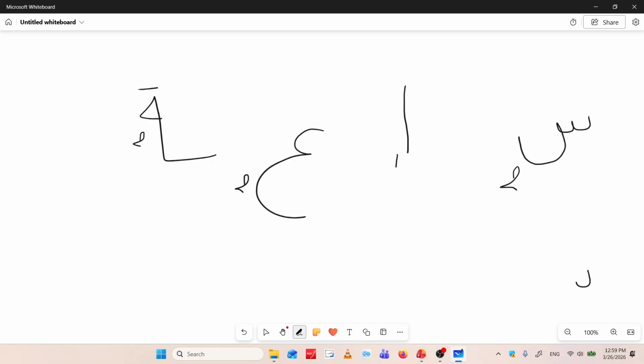So, bring the seen. This is the initial seen. Then we will connect it, the connector for the alif. And because the alif is a one-way connector, it will not connect to what comes after it. So we will write the ain just like the initial ain. Then we will connect it to the ta marbuta. So this word is ساعة.